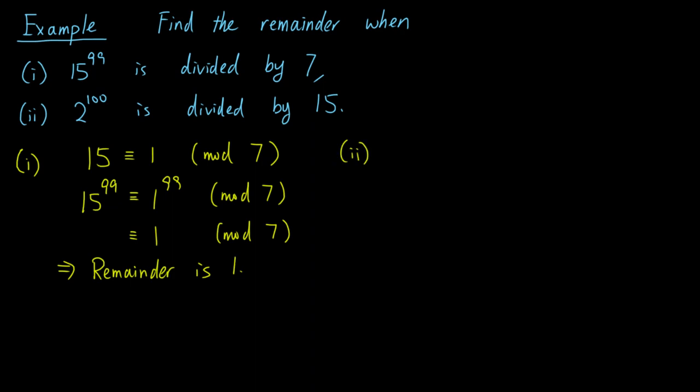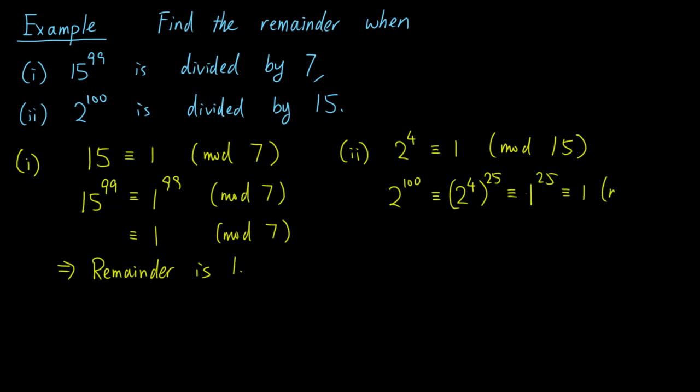Secondly, the first power of 2 which is greater than 15 is 16, which is 2 to the 4, and is congruent to 1 mod 15. Hence, we can write 2 to the 100 as (2 to the 4) to the 25, which is congruent to 1 to the 25, which is just 1. In other words, the remainder is again 1.